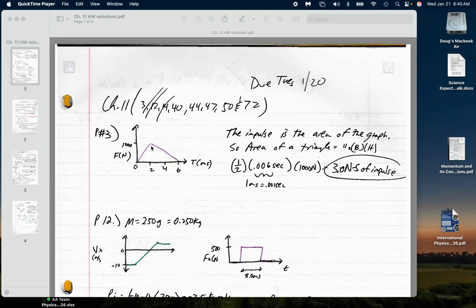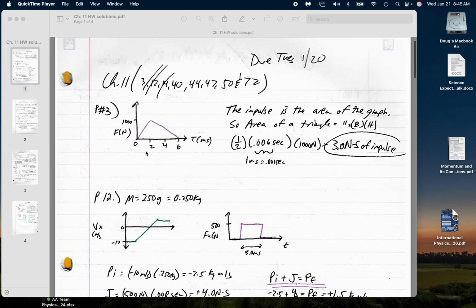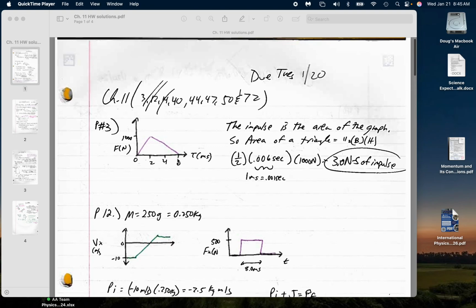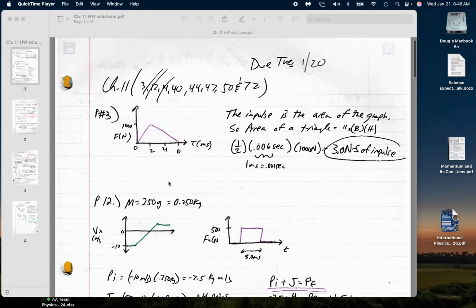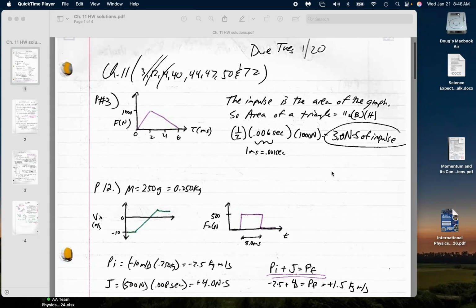So area of a triangle is 1/2 base times height, even if it's a weird shape like this and not a right triangle. So I've got 1/2 times 1,000. These are milliseconds. Note that because a millisecond is 0.001 of a second, 1/1000th of a second, much like there are 1,000 years in a millennium, or 1,000 millimeters in a meter. Okay, so in this case I get 3 Newton seconds of impulse.